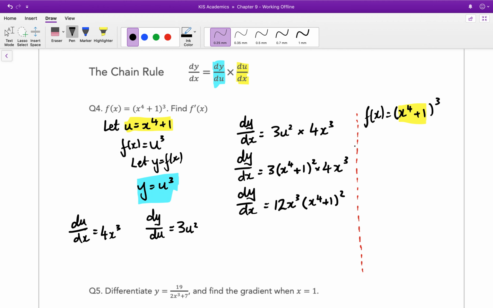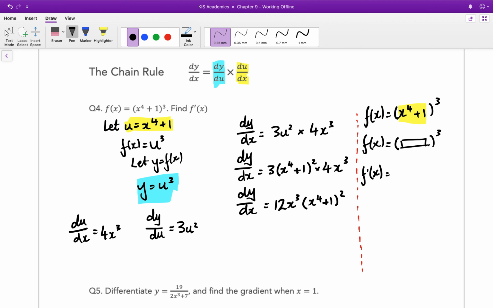So if I just literally draw a box, I could have f of x equals this box cubed. So the inside function, just let the inside function be a box. And then when we want to find f dash of x, I'm just going to leave the box as it is for now and just treat this like a normal function.